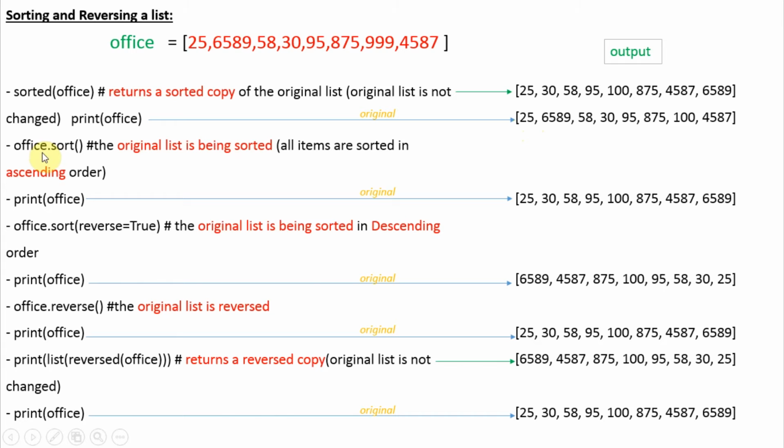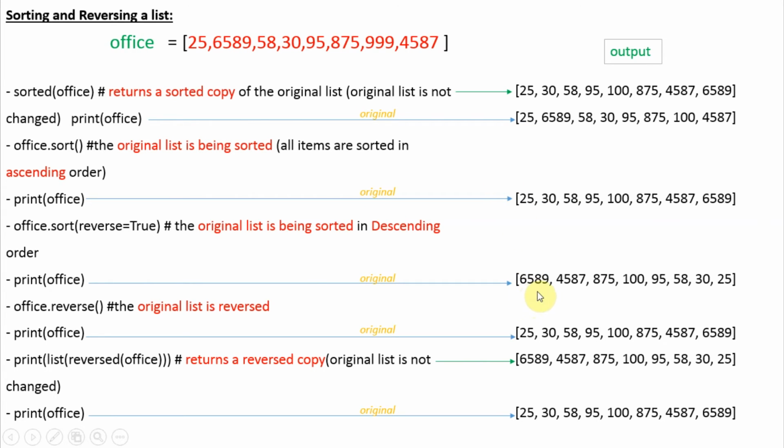So if we are using this one, L.sort, the original list will be sorted. So this is the difference between sorted and dot sort. To sort a list in descending order, we could use this one, L.sort reverse true. So the original list will be sorted in descending order. You can see here. So this is our list after performing all the operations.